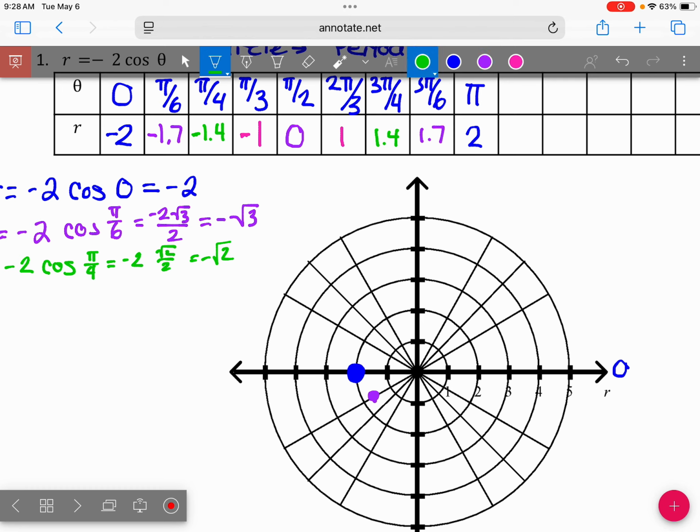Then we're going to have our pi over 4, which is this angle, -1.4. So somewhere there, about the halfway mark. Then we have our pi over 3, this angle, -1. So wrong way through. Over there. And pi over 2 gets us to 0. We only got half our points up here yet.